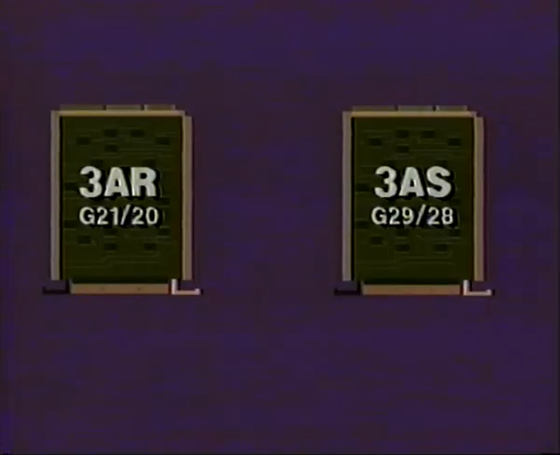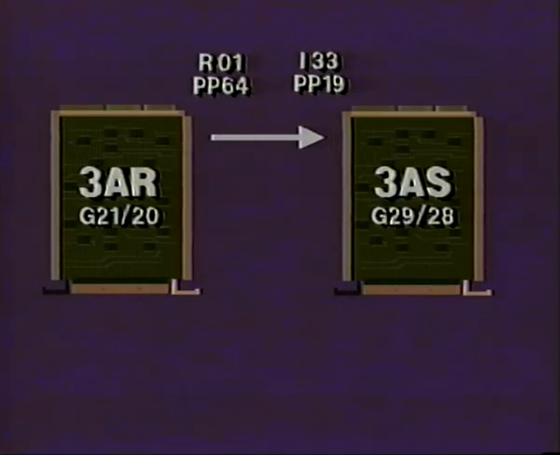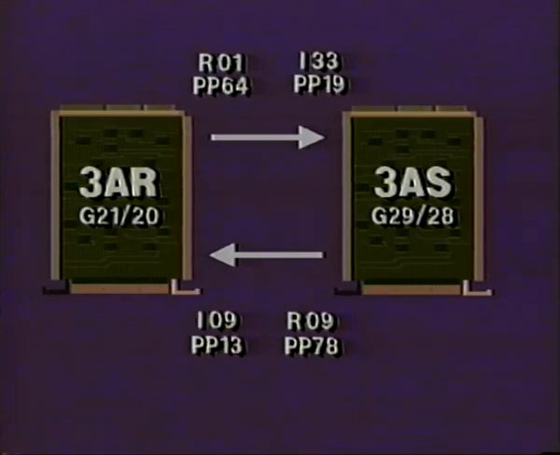Now let's summarize the example we've just shown. AK operand bit 9 left the 3AR module at G2120 as term R1 on pin pair 64. It arrived at the 3AS module at G2928 as term I33 on pin pair 19. It leaves the 3AS module as R9 on pin pair 78. It arrives back at the 3AR module at location G2120 as term I9 on pin pair 13.